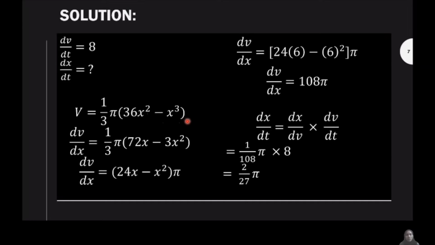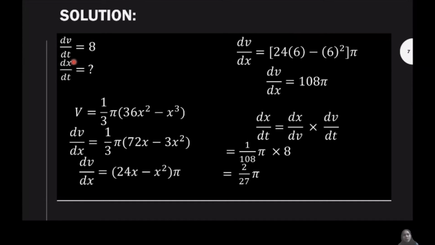The first step is we have to differentiate this equation first. We differentiate and then it will be 24x minus x squared, times pi. Okay, and then we substitute the value of x into this equation. So x equals 6, and then we substitute into this equation and we will get dV over dx equals 108 pi.